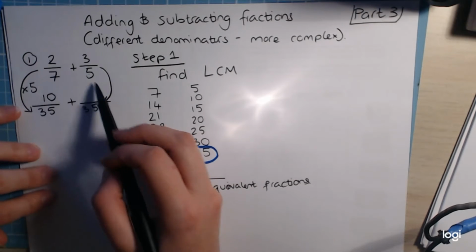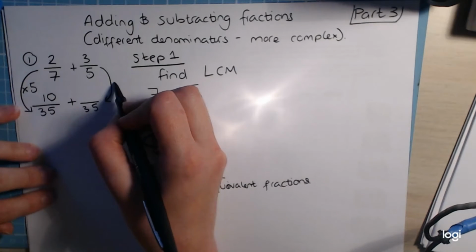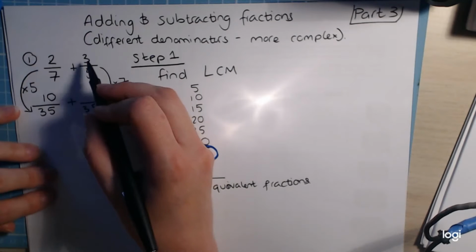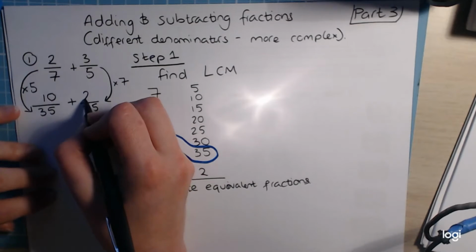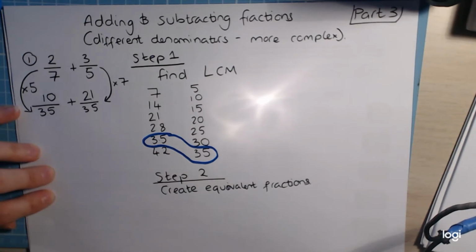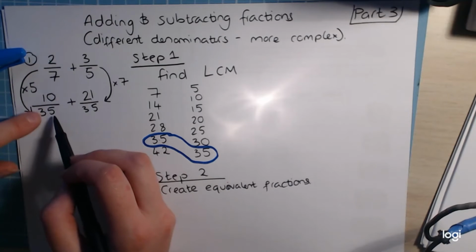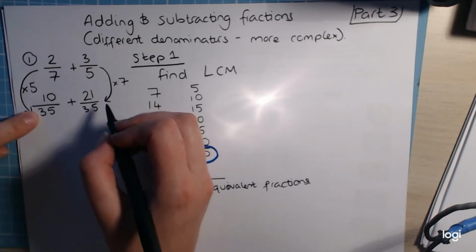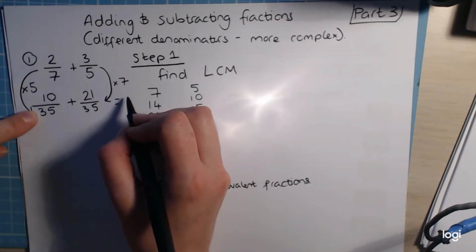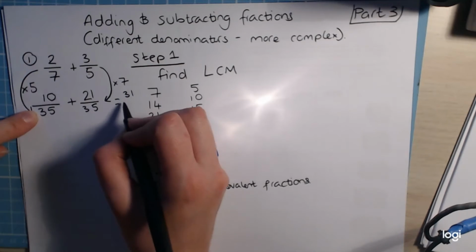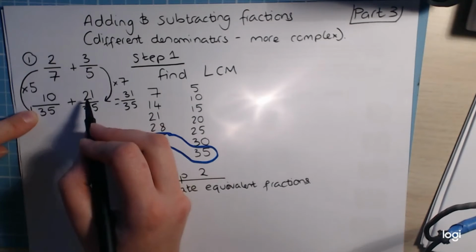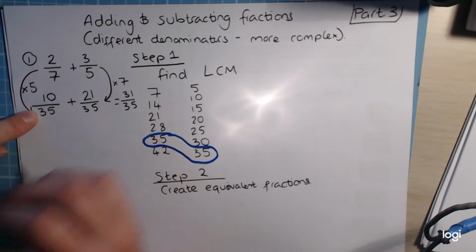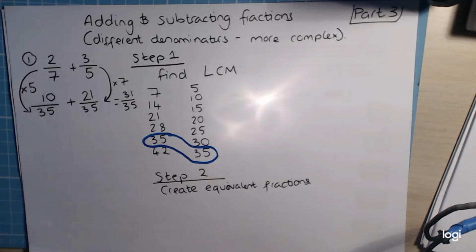On this side, what did we multiply the 5 by to get 35? That would have been 7. So we multiply the 3 by 7, we get 21. So now we've got 10 35ths add 21 35ths is 31 35ths. Did I just say 31 for that? I should have said 21, sorry folks. So 31 35ths is our answer to that one.